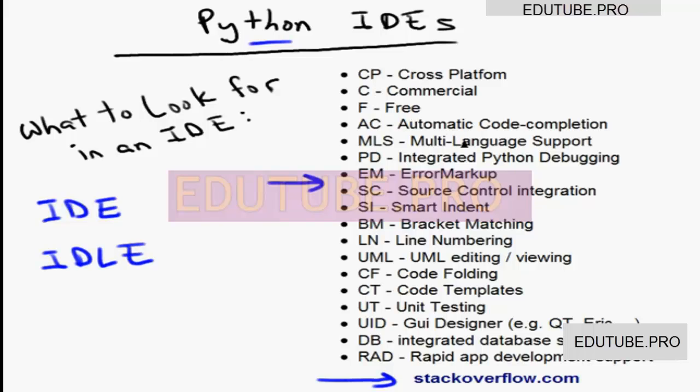This is a list of features, IDE features, that the professional programmers at Stack Overflow thought were useful for comparative purposes. Is the IDE cross-platform? Does it run natively on Windows, Mac OS X, Linux? Is it commercial or free? Do we have code completion? Do we have localization with language? Do we have a debugging environment that's integrated into the IDE? Can we mark up errors and exceptions? Is there source control integration?